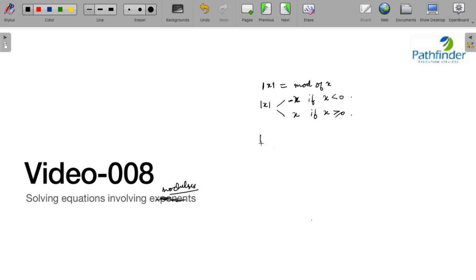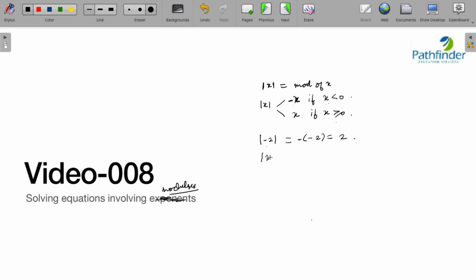For example, I want to calculate the mod of minus 2. Now, the first thing you've got to see is whether minus 2 is less than 0 or greater than or equal to 0. Obviously, minus 2 is less than 0. So how do you define mod of x when x is less than 0? You define it as minus x. So we will write it as minus of minus 2, which is equal to plus 2.